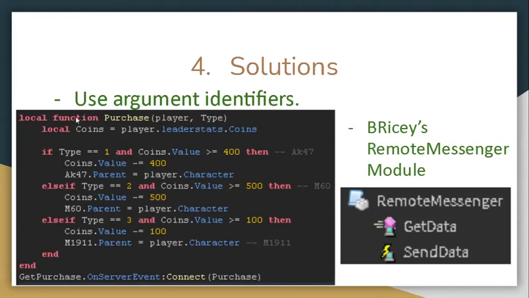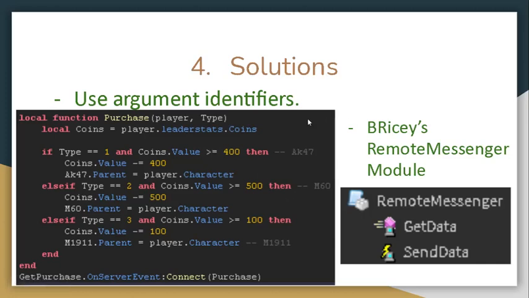Over here we have a get purchase on server event, and then we connect the function. Over here we have the type. The type is what's going to identify what type of gun we want to purchase. If type is 1, give them AK-47. If it's 2, it's M60, 3, M191. So use argument identifiers, which is just passing some type of identifier to the event.